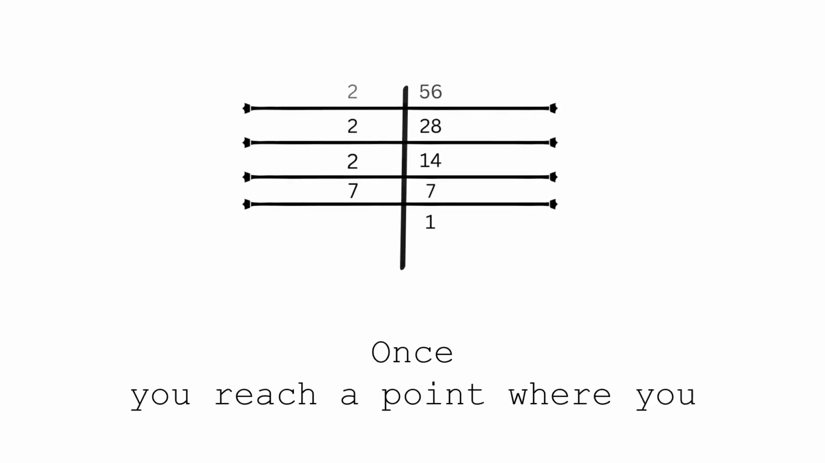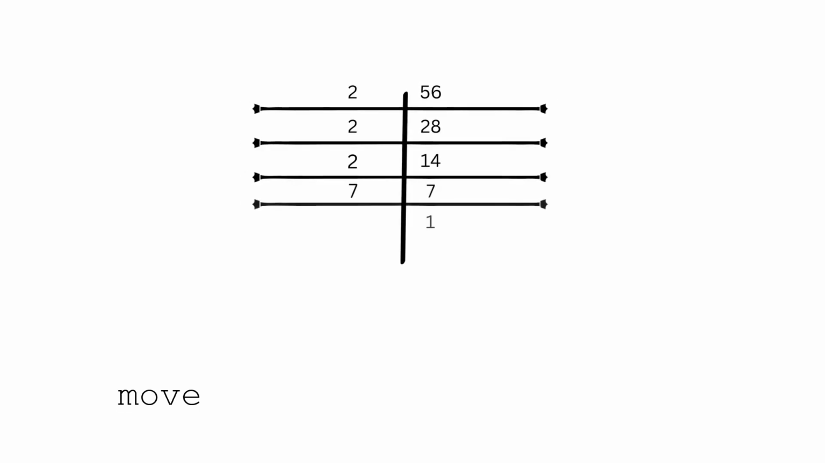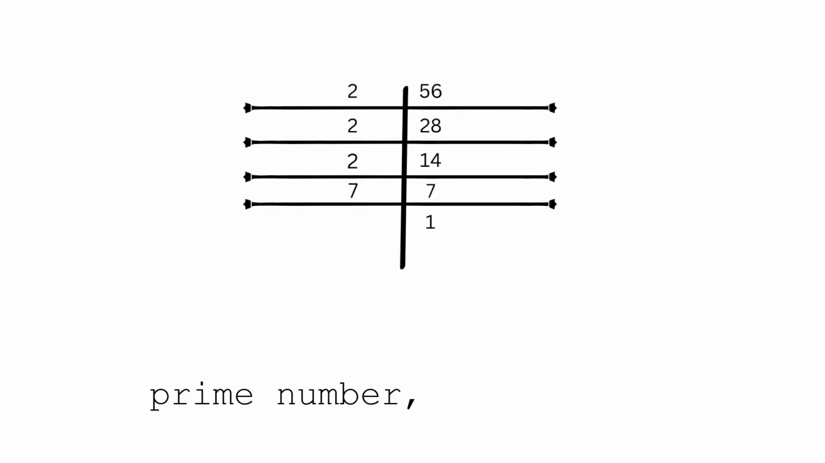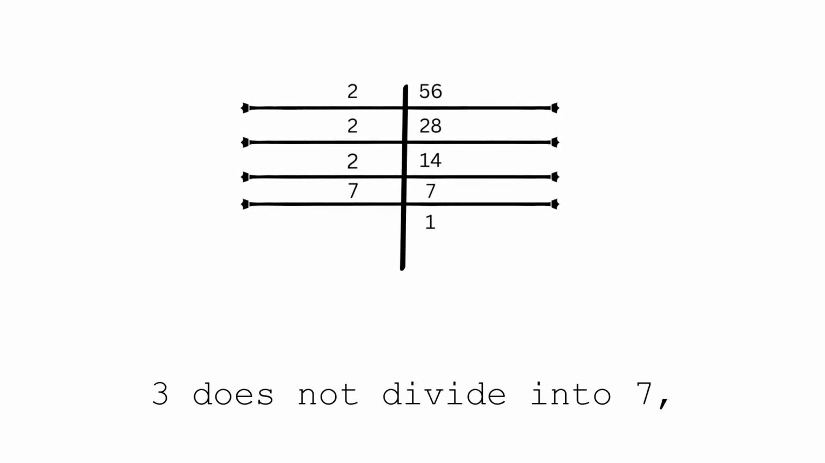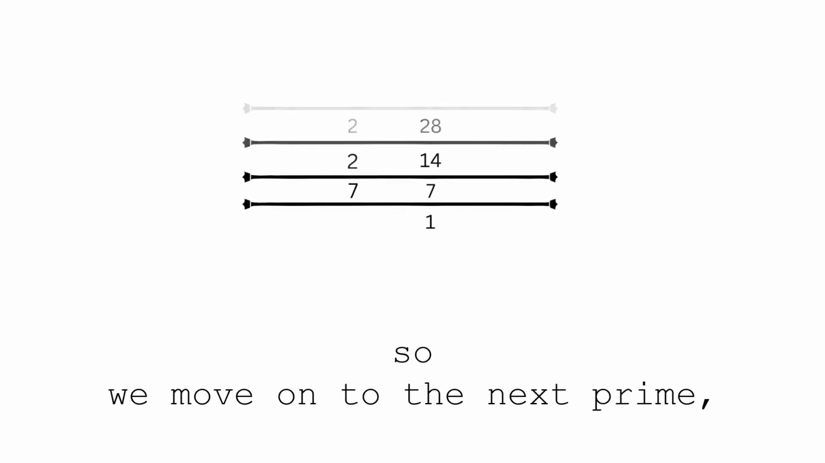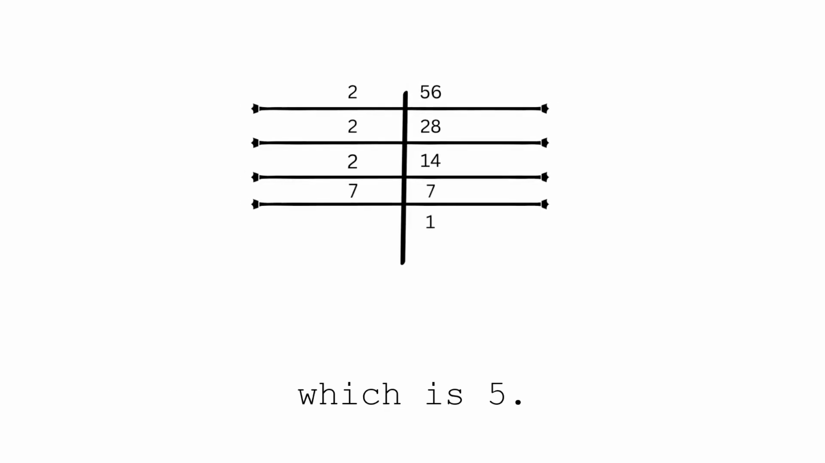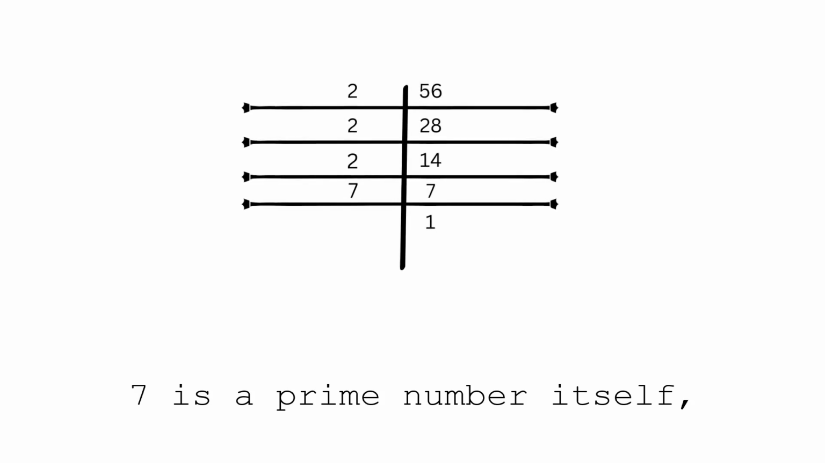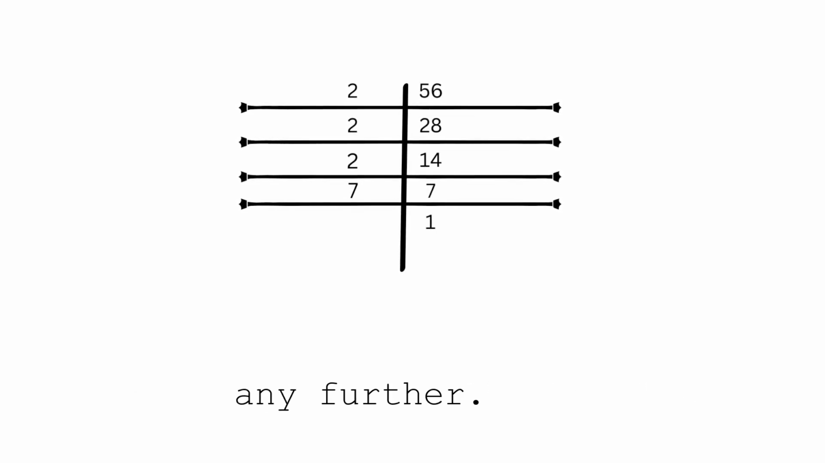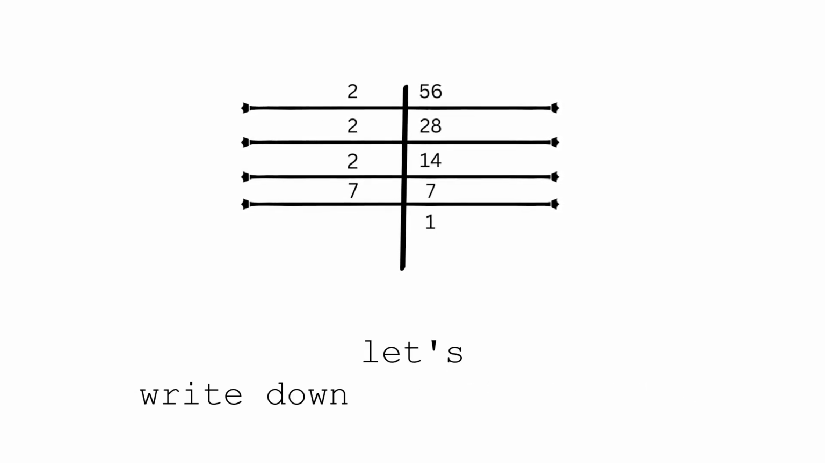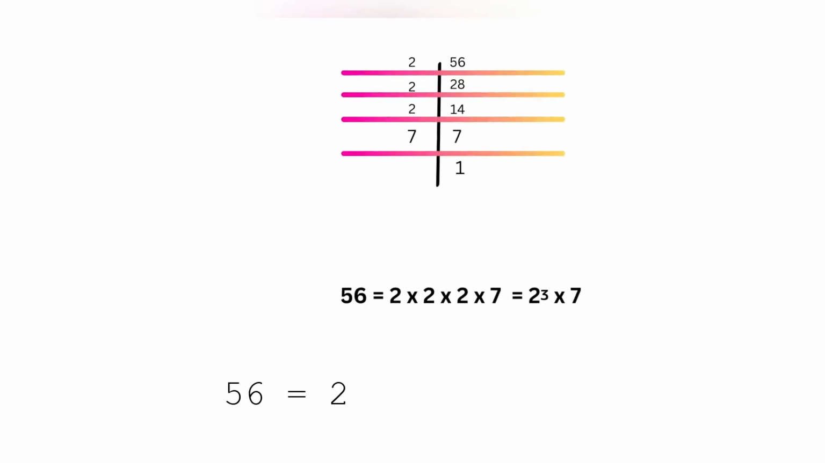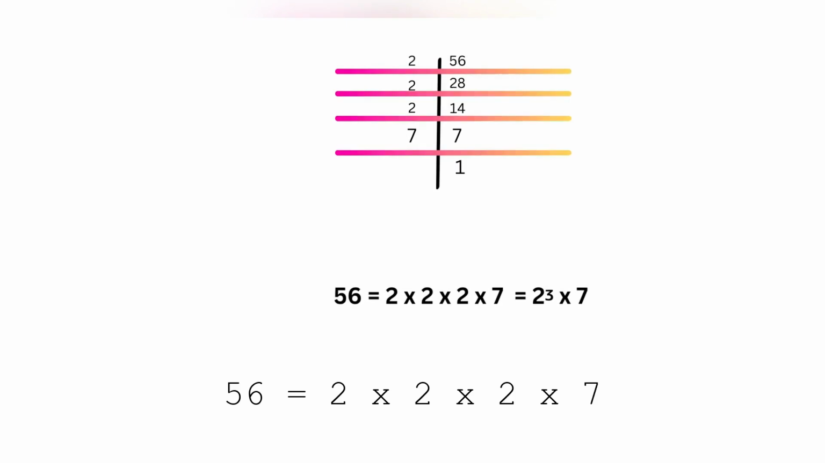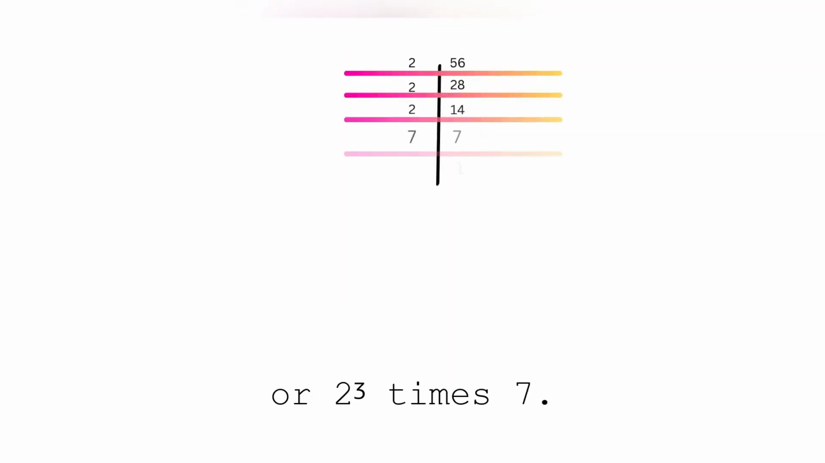Once you reach a point where you can't divide by 2 anymore, move on to the next smallest prime number, which is 3. But in this case, 3 does not divide into 7, so we move on to the next prime, which is 5. 7 is a prime number itself, so we cannot divide it any further. Now, let's write down 56 as a product of its prime factors. 56 equals 2 times 2 times 2 times 7, or 2 to the power of 3 times 7.